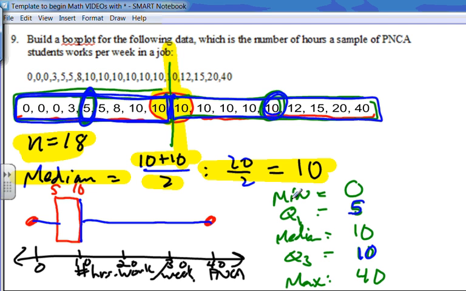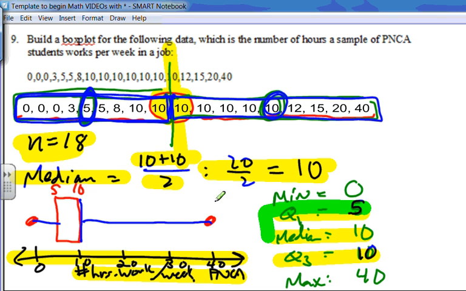So our number line is labeled number of hours per week for PNCA students. Scale is evenly spaced. And quartile 1, median, and quartile 3 will always give us the box. And minimum and maximum will give us the whiskers. This box happens not to have 3 vertical lines, but just 2 because quartile 3 and the median are the same. That's it for the box plot.